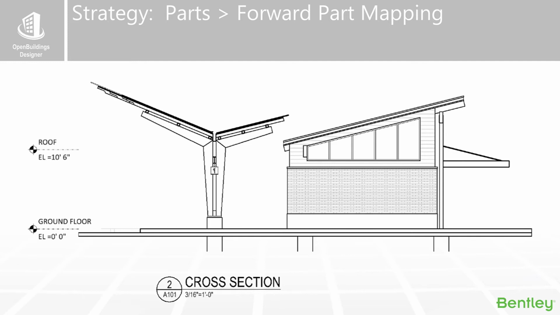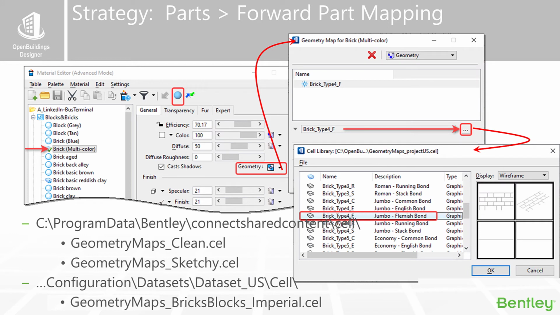Those are really just line patterns that are getting applied in the drawing view based on the geometry map assigned to the part. To see what that looks like, you have to open the material editor and select the material that's applied to the part. In this case, I've got brick multicolor, and I want to assign a geometry map to it. Now, one thing we didn't talk about yet is the fact that we now use PBR materials. These are physically based rendering materials.